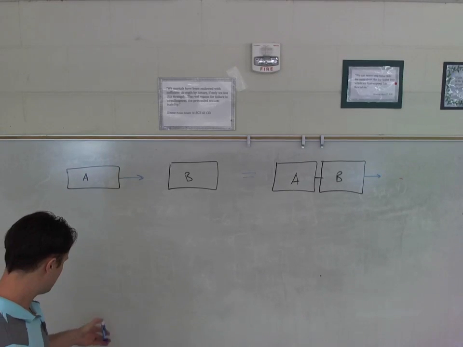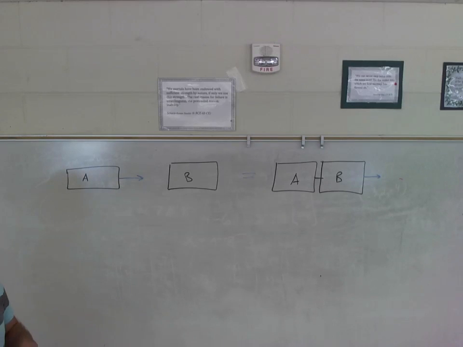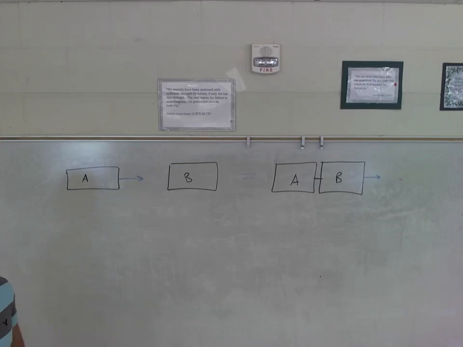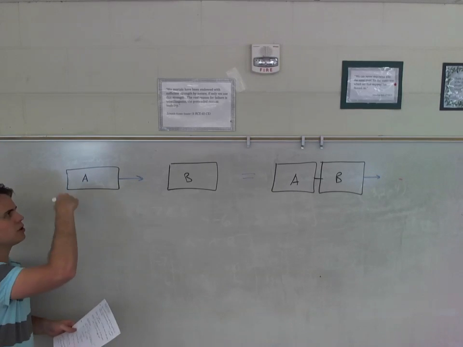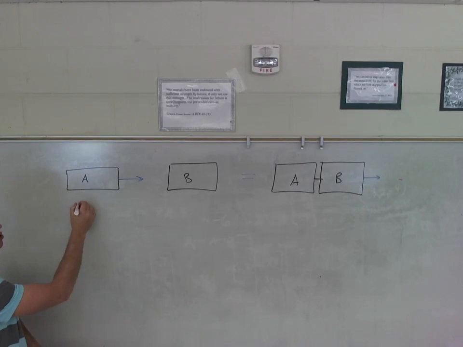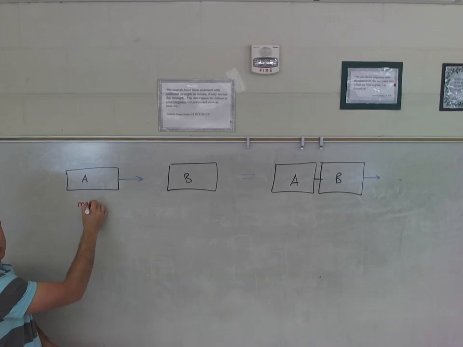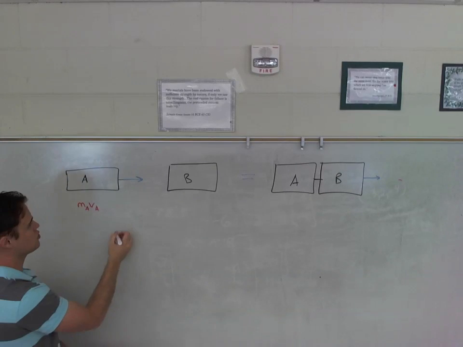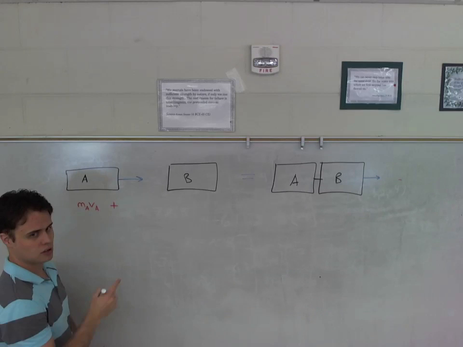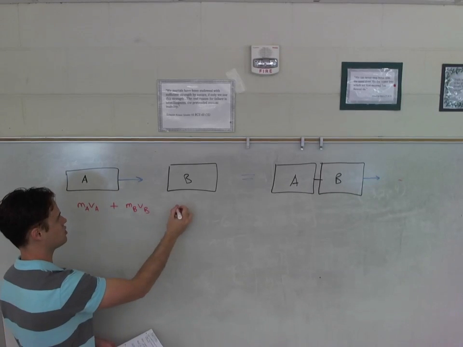Alright, so we're going to use conservation of linear momentum to do this problem. Did they give us some masses? I think they did. Yeah. Let's just keep it in symbols for now. So what's the momentum of car A? It would be its mass times its velocity. Okay, so that plus the momentum of B would be its mass times its velocity.